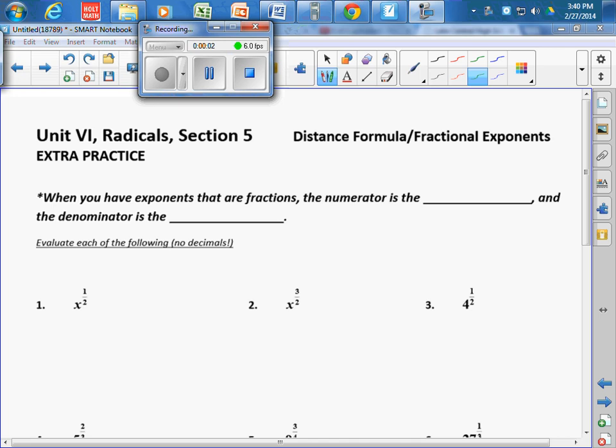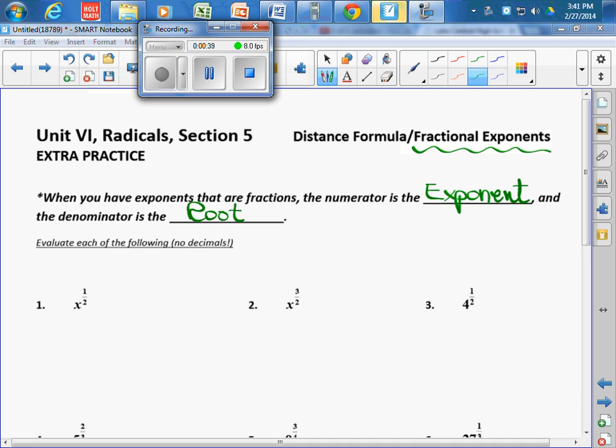Here in the second part of section 5, we're going to be talking about using exponents that are fractions. Any number raised to a fraction can be rewritten as a radical. So when you do have an exponent that's a fraction, the numerator is going to be the exponent, and the denominator is going to be the root. Here's what it'll look like.